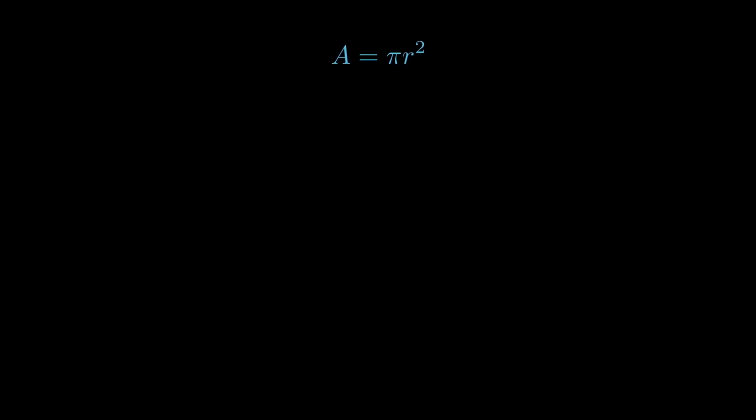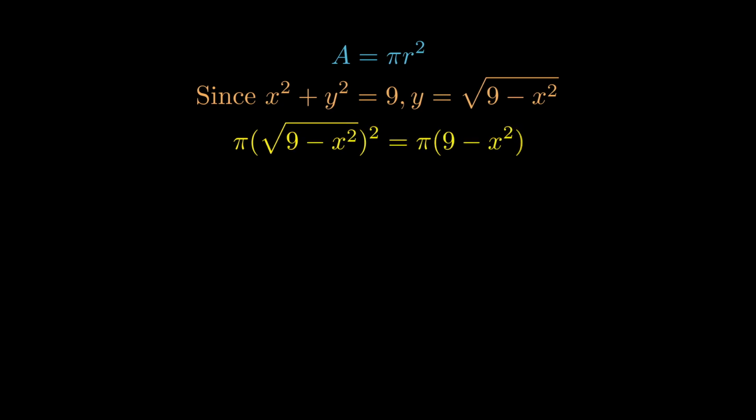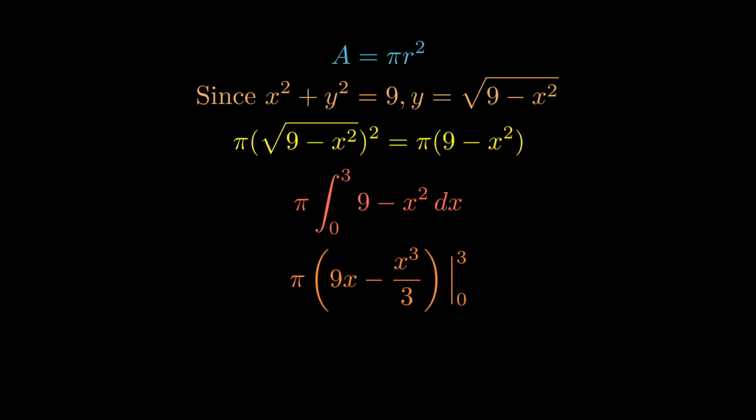Now since my function is x squared plus y squared equals 9, I can rearrange the equation to get y squared equals 9 minus x squared, so y is the square root of 9 minus x squared. And then that means my radius is the square root of 9 minus x squared. So I can square that and multiply by pi to find that the area of a general cross section is pi times (9 minus x squared). And now I can integrate this from 0 to 3. After I do that, I can find that the total volume is 18 pi.